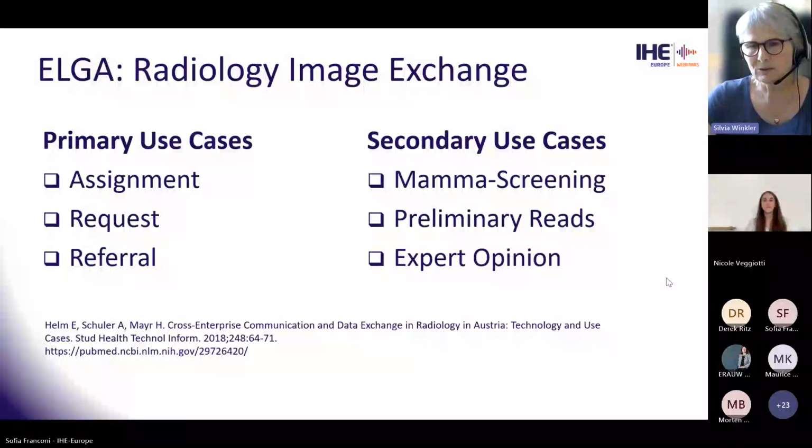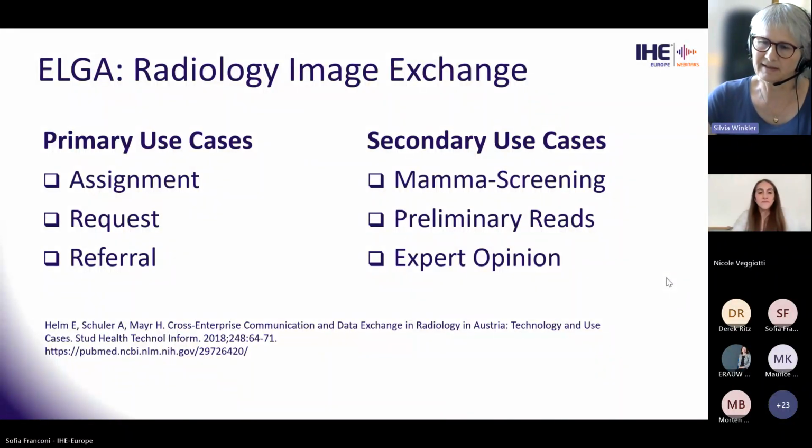And there are secondary use cases like mammography screening. This is an important thing that happens in Austria. Preliminary reads, when different doctors work together to create the report, or expert opinions that are acquired in complicated cases. Next slide, please.